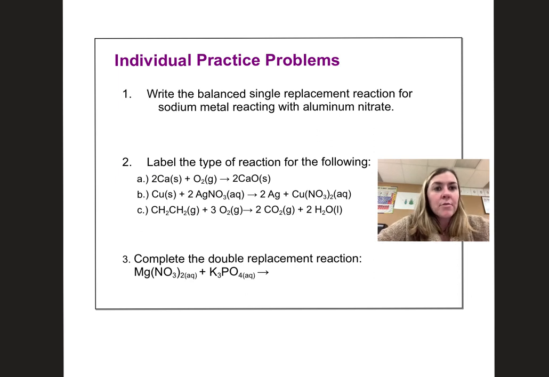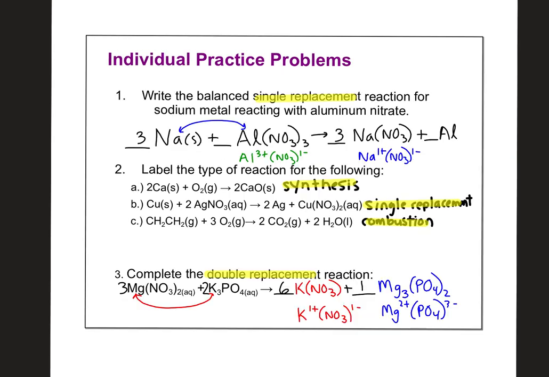All right, last 3, this is individual. So you are going to work solo on these. Pause the video, try all 3 of these, and then when you have your answers, I want you to play the video again and check your work. All right, it is single replacement, that's a hint.